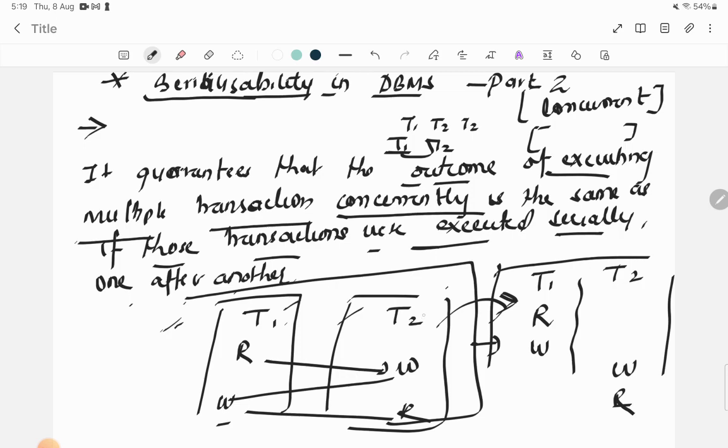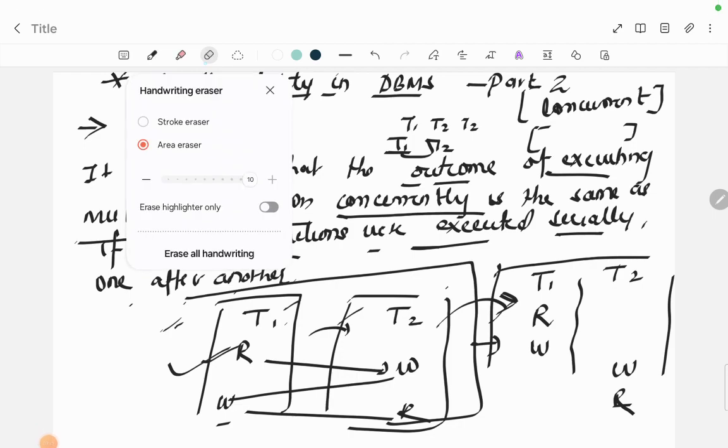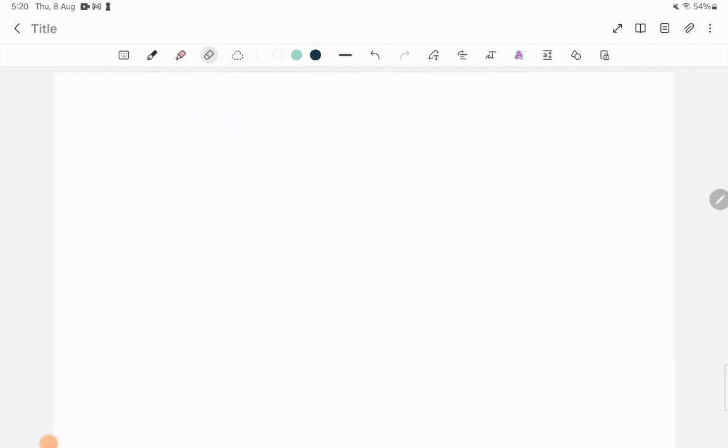Here we have to perform some operations, we have to do some examples. There are some rules using which you can convert this schedule into a serial schedule, or we can check whether a transaction is convertible into a serial schedule. Okay, so let us discuss some more about this point.